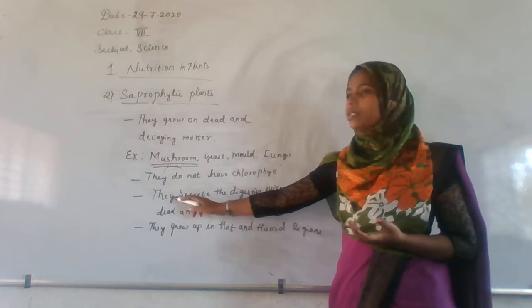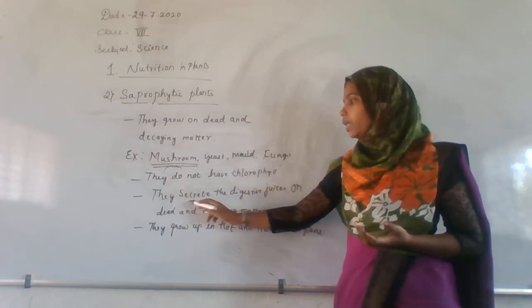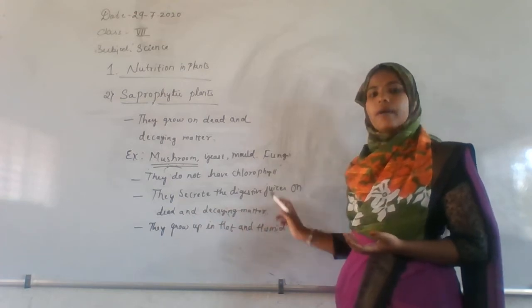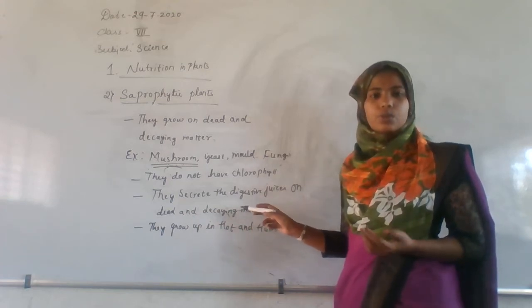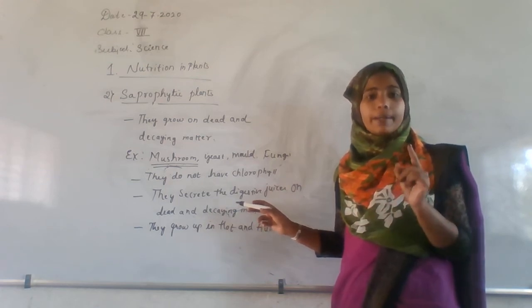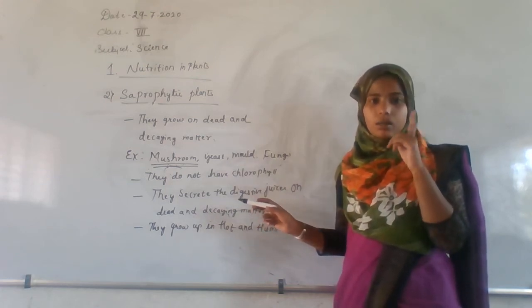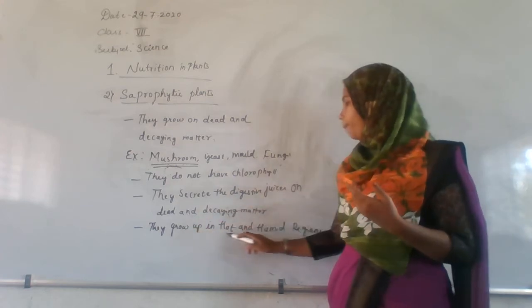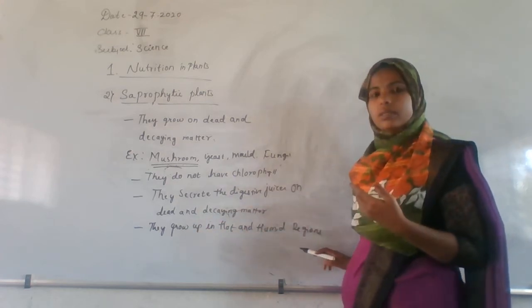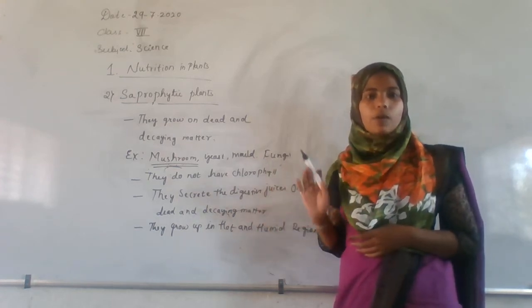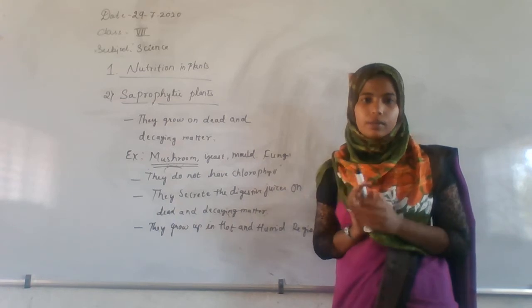And next here what they do, they secrete the digestive juices on the dead and decaying matter. After release, every saprophyte plant is growing up now. And here they grow up in the hot and humid regions. They do not grow in summer. Saprophytic plants want the particular temperature.